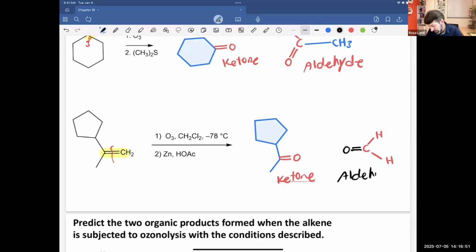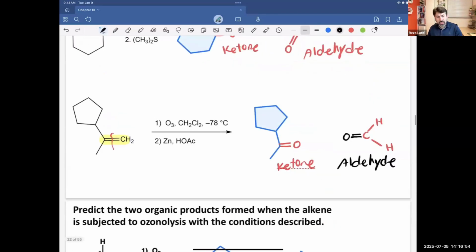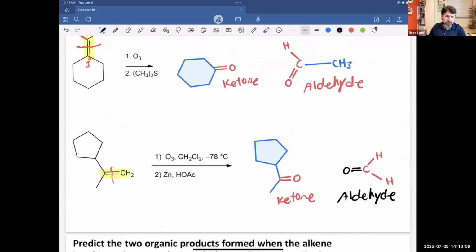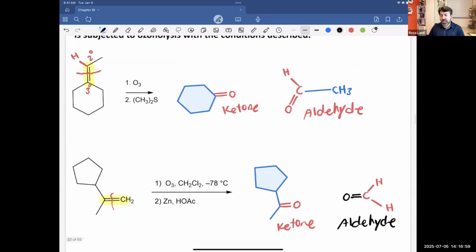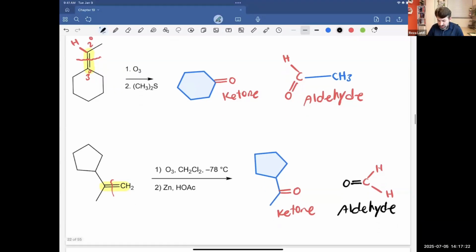Okay. Now, I said this one, if you don't slow the process, you might get over-oxidation. What does it mean? It means maybe this formaldehyde, because it has oxygen and hydrogen attached to it, can go through over-oxidation and turn to carboxylic acid. So technically the final product is not going to be aldehyde, it will turn to carboxylic acid. How about the ketone? No, ketone stays as it is, and we're fine when it comes to ketone.